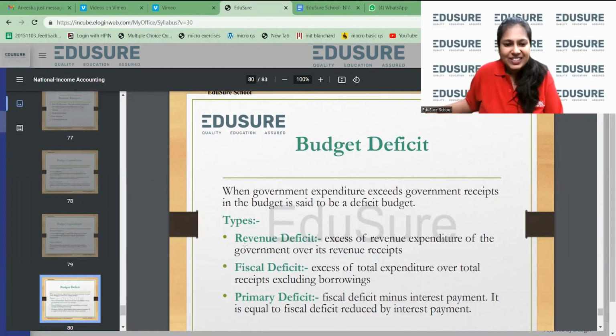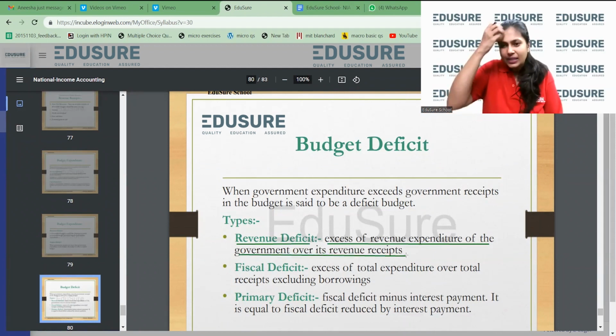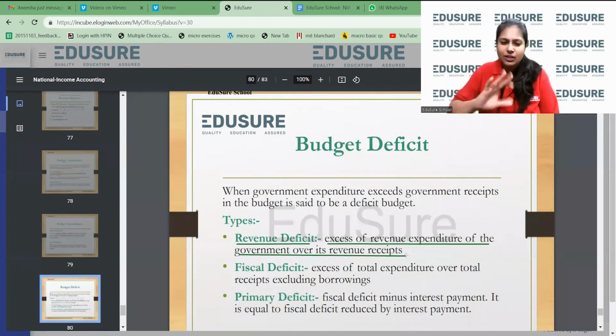So this is the revenue deficit. Revenue deficit, like I said, is the excess of revenue expenditure over the revenue receipt. This is simple to understand. It has got nothing to do with the capital account, only the day-to-day revenue expenditure and receipt. So this is about the government's day-to-day accounts.